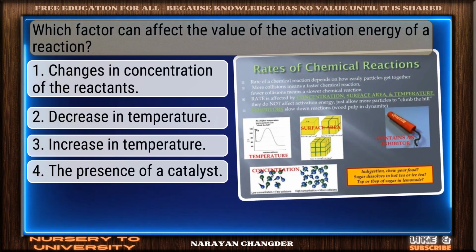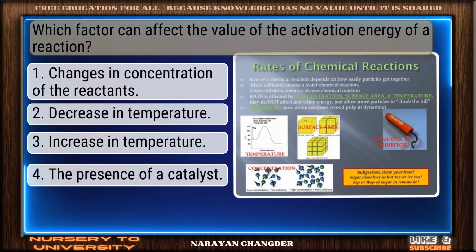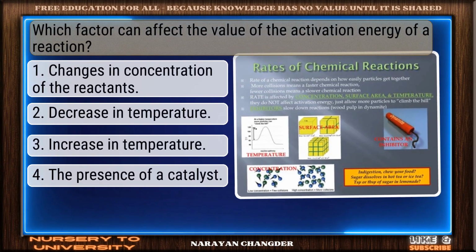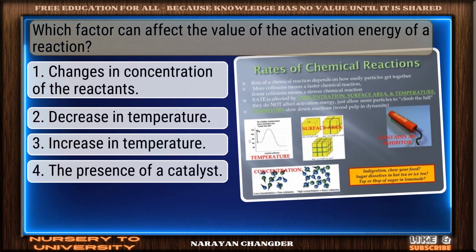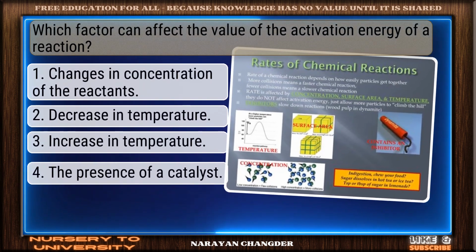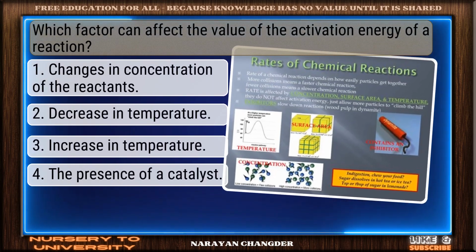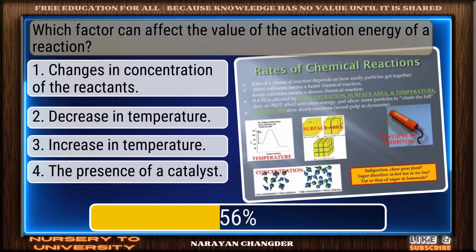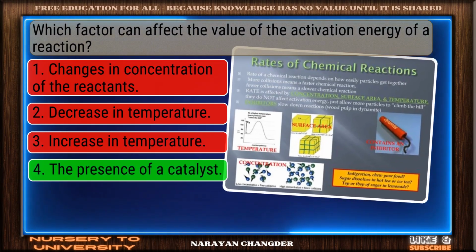Which factor can affect the value of the activation energy of a reaction? Option 1, changes in concentration of the reactants. Option 2, decrease in temperature. Option 3, increase in temperature. Option 4, the presence of a catalyst. Nailed it, the presence of a catalyst.